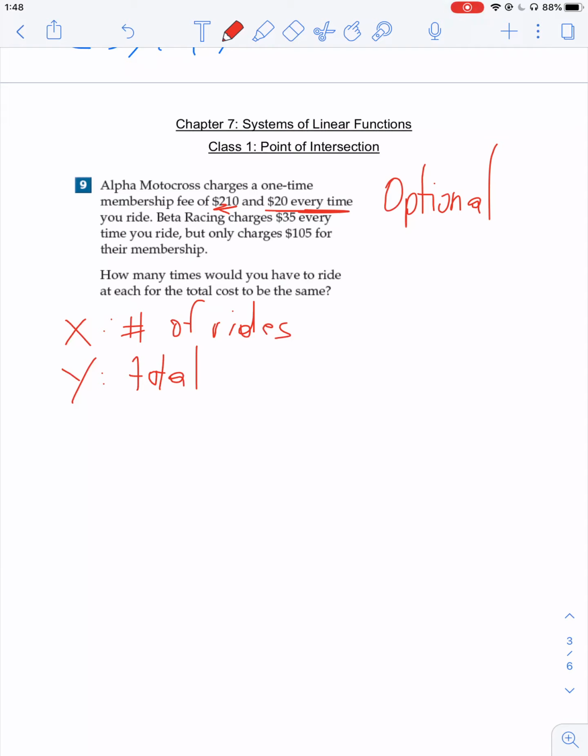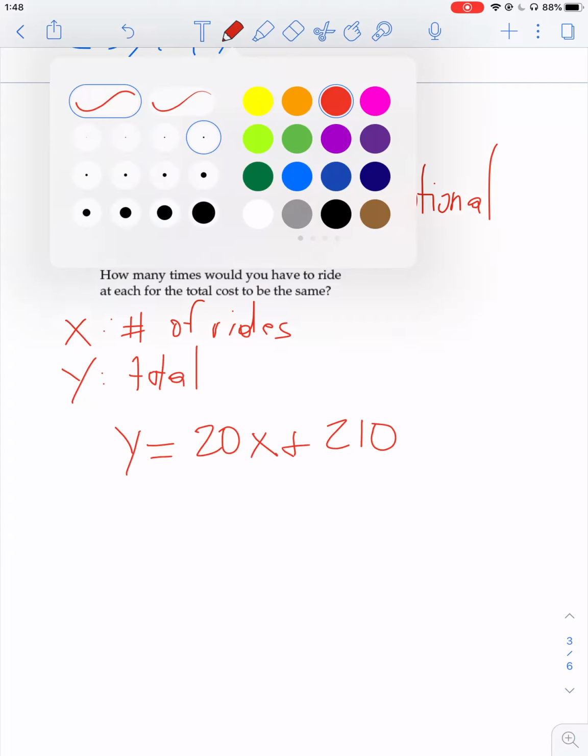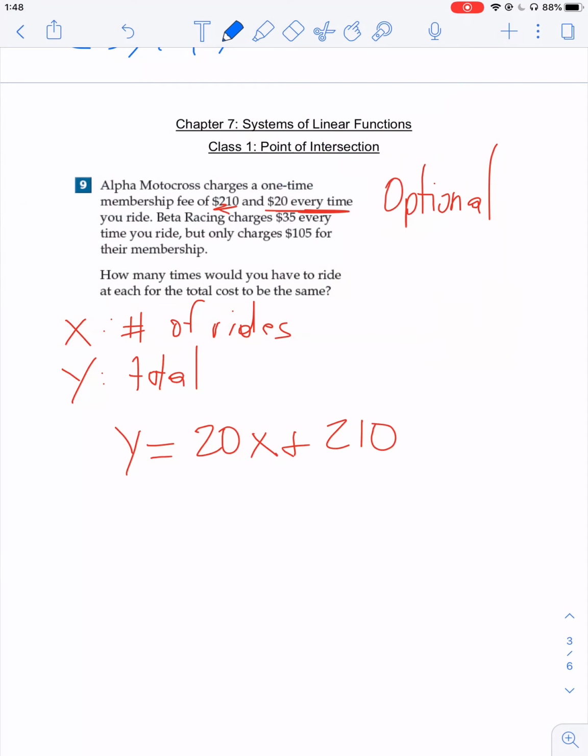So the first thing you need to do is label x and label y. Based on this information, y will equal, every time you ride, you have to pay $20, right? If I write one time, it will be 20. Two times, it's going to be 40. Three times, it's going to be 60. So it's 20x plus whatever they charge you initially, $210. So this is how you would represent this situation as a function.